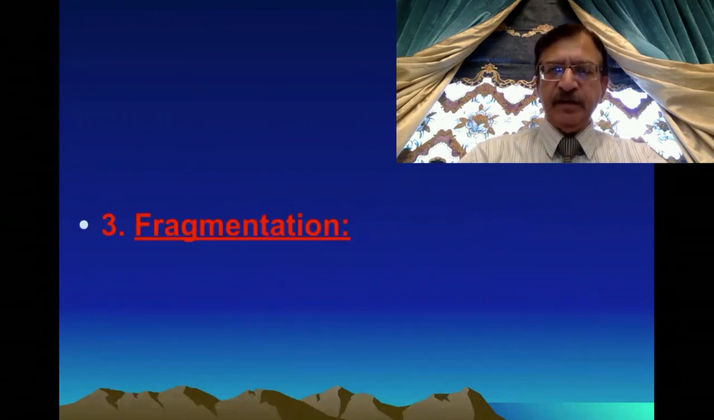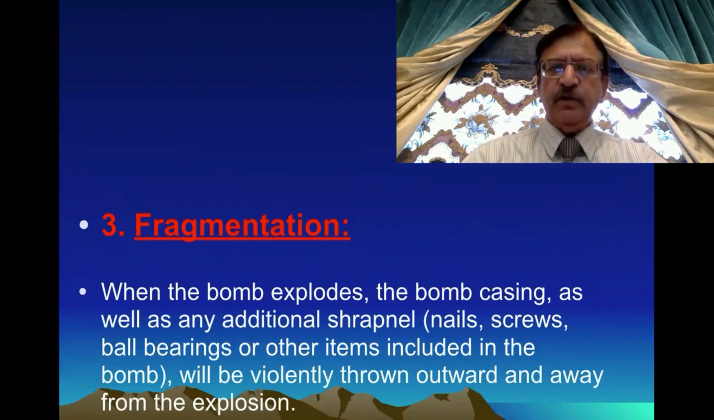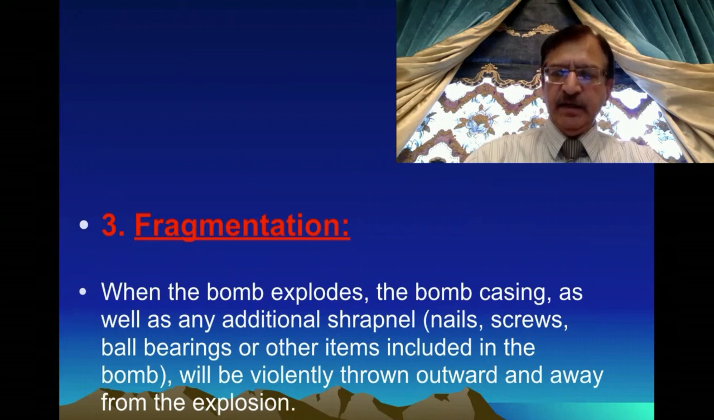Then the fragmentation. When the bomb explodes, the bomb casing as well as the additional sharpeners which are contained within the bomb, like nails, screws, ball bearings, or any other items included in the bomb, will be violently thrown outwards away from the explosion. So each particle is traveling at tremendously high speed circumferentially and is damaging wherever it comes into contact.